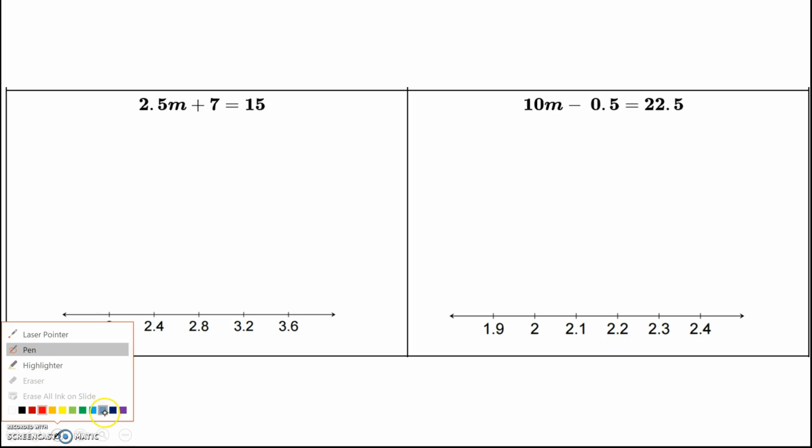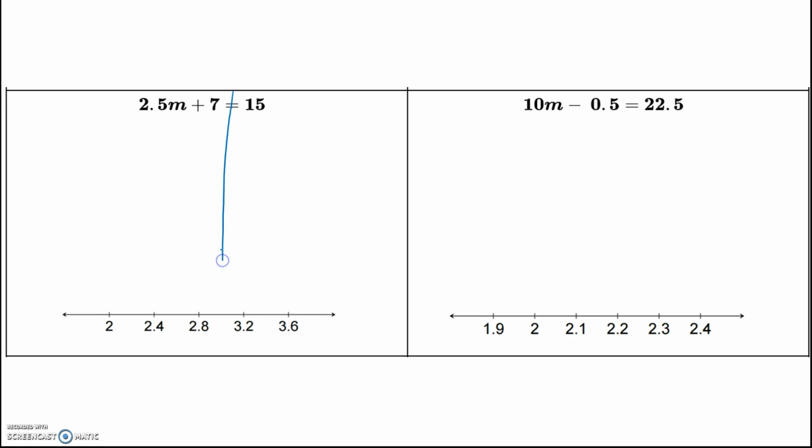All right, so let's look at our first example. We're going to draw a line down our equal sign. Then I'm always going to circle the number and my variable, because that's what I'm trying to get by itself. So I need to get rid of everything else on this side of the equal sign. I need to get rid of plus 7, so to do that, I undo it with minus 7. I'm going to subtract 7 from both sides. So 15 minus 7 is 8, and then I still have 2.5m.